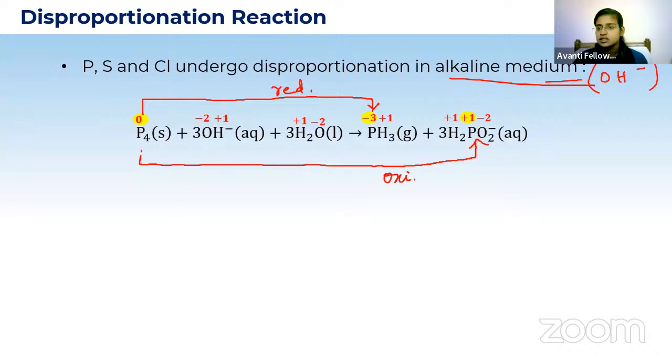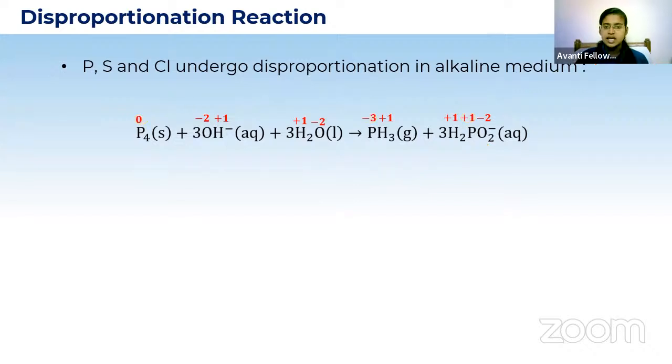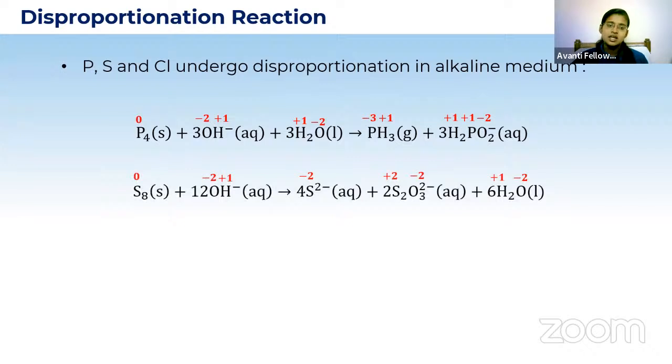Okay, fine. Now let's go for one more example in which sulfur takes part in the reaction. See this: S8 with OH minus gives S2 minus, S2O3 2 minus and H2. This is another reaction. You don't have to worry about the reaction. The reaction will be given to you in the question. You just have to find out which among the following is the disproportionation reaction. For that, you need to know how to calculate the oxidation number for each element. That's all. No other concepts are being used.